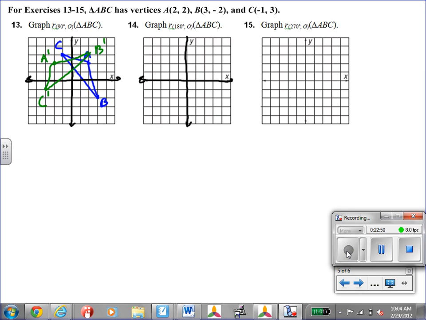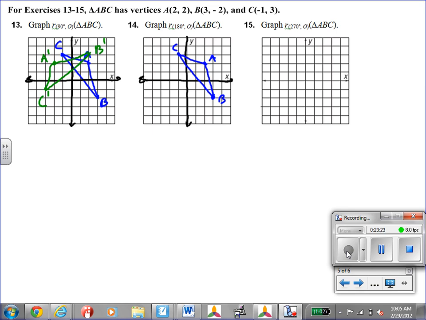Okay, so you got A is at 2, 2. B was at 3, negative 2. And C was at negative 1, 3. Okay? There, and there. Okay? And now what we're doing is rotating it all 180 degrees. Okay? So it's got to be on the same slope, right? Same line.